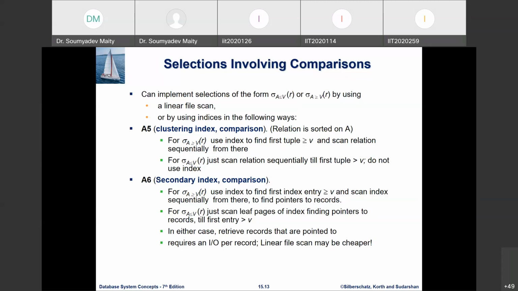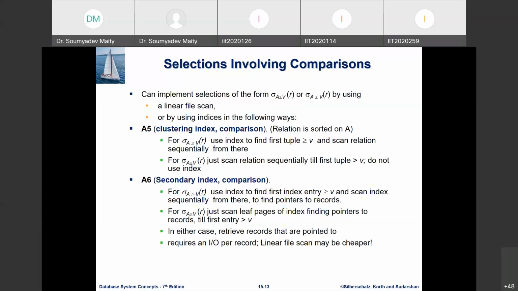If you have to take the other condition, A less than equal to V, then in this case you have to scan the leaf pages from the first leaf page. That means you do not have to traverse from the root. You can start from the first leaf page, because we need the records, and the record pointers are already sorted. The index file, which is the sequence of record pointers, is already sorted according to the search key.